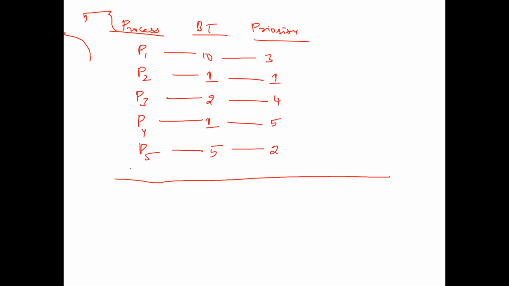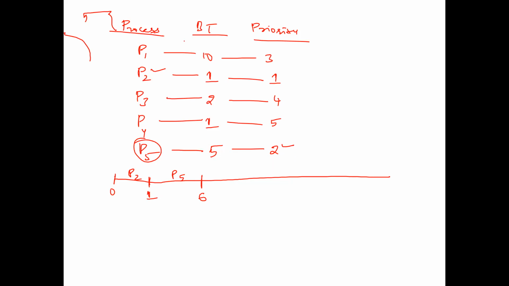So let us draw the Gantt chart. The Gantt chart will start with 0. The first priority is given to process 2, so process 2 will be considered and its burst time is 1. So P2 will come first. The second priority goes to process 5, and its burst time is 5. So on the timeline it is 6 units of time.